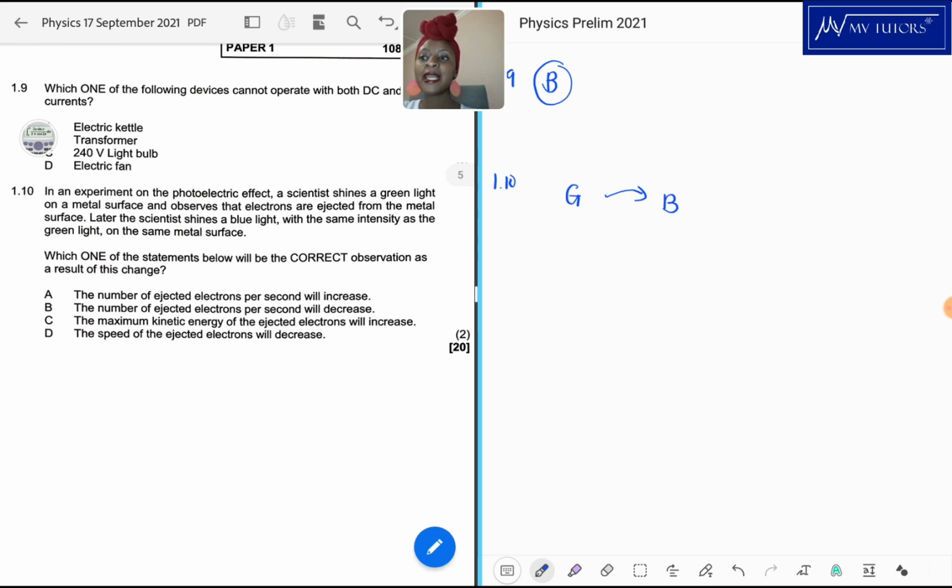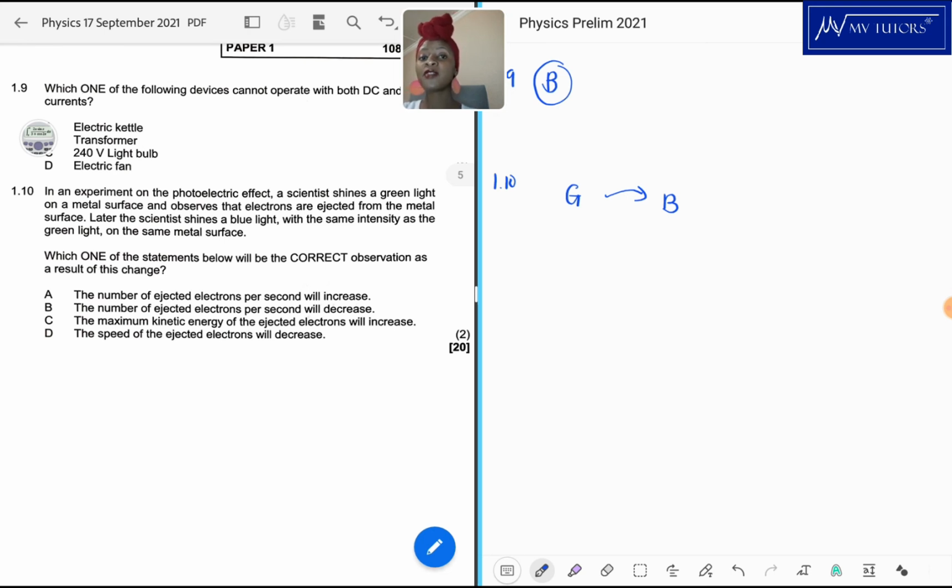So the number of electrons that are ejected will increase. Okay, guys, intensity stays the same, so the number of electrons stays the same. So A and B, we don't even look, since they talk about the number of ejected electrons. We will look at C and D. Now, the maximum kinetic energy will increase, or the speed of the ejected electrons will decrease.